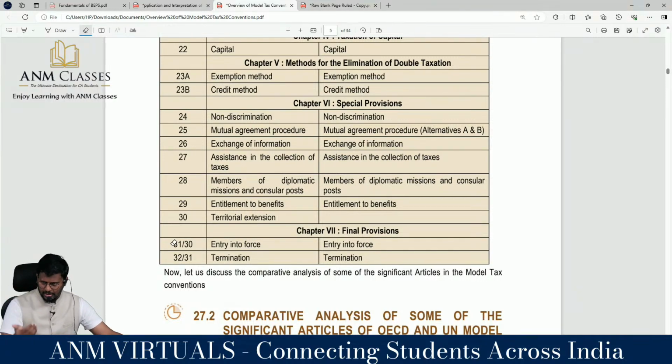Whatever time we have taken for the application and interpretation of tax treaty, 50% of that time is enough to complete this chapter. Very easy. So we'll minimum do 5 articles a day, which we can stretch to maximum 7. And in parallel we'll be doing the OECD, because 15 action plans are there, and they will be asking straight away one of the action plans. What is action plan number 5 of the BEPS? That's it, 5 marks. Game over.